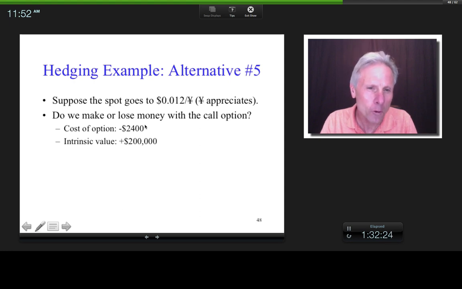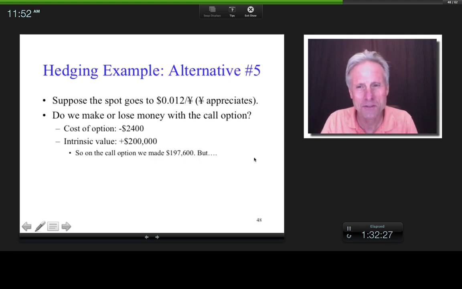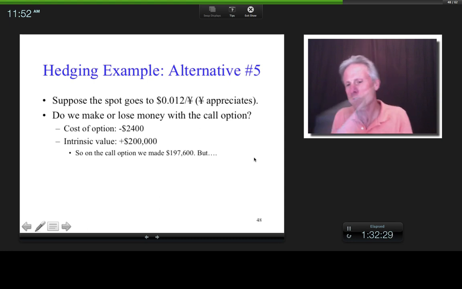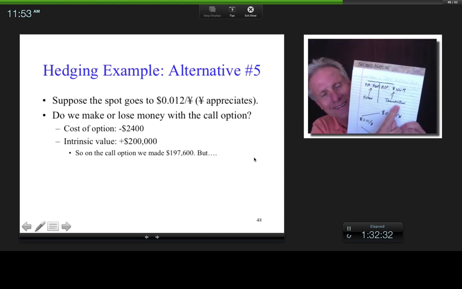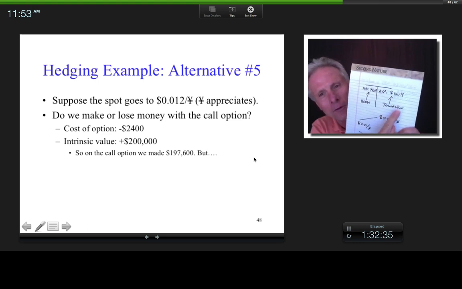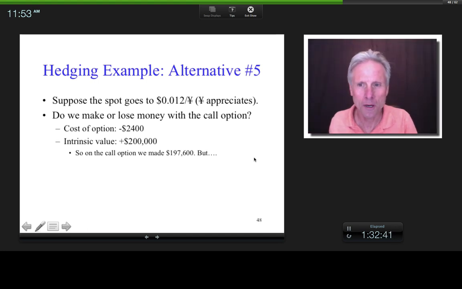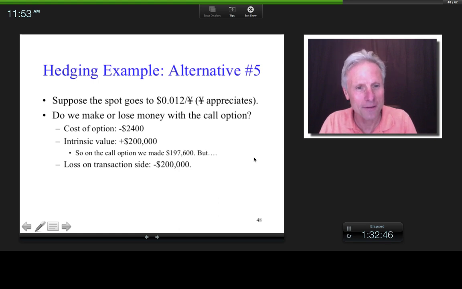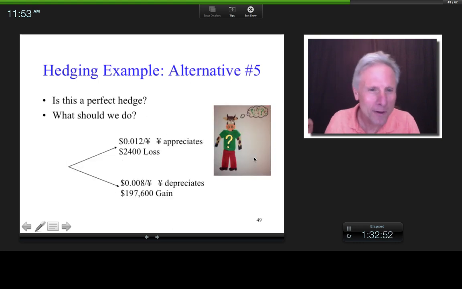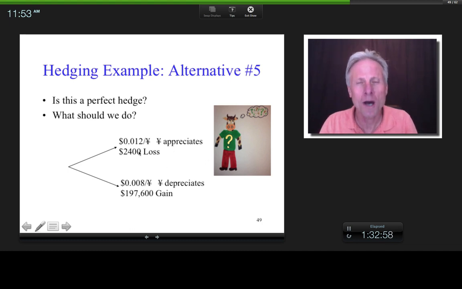So on the call option side, we made 197.6, but what about on the transaction side? You short something, that something goes up in value. Have you made or lost money? You've lost money, right? And as we saw earlier, we lost 200,000. So if we put all that together, the net effect is minus 2,400. So if we put it all together, okay, if the yen appreciates, we lose 2,400. If the yen depreciates, we gain 197,600.